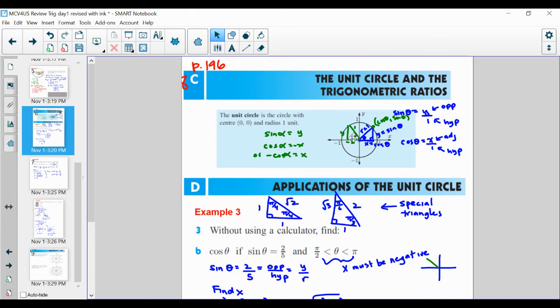That's a little bit of the CAST rule. In this quadrant, only sine is positive, so all soup turns cold. In this quadrant, only tan is positive, and in this quadrant, only cosine is positive.